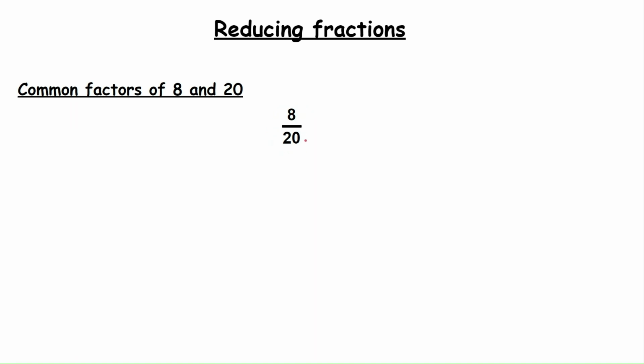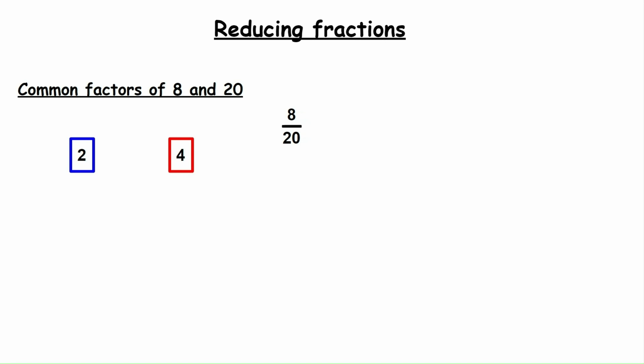So both 8 and 20 are even numbers. So you could probably see right away that a factor of both 8 and 20 is 2, since they can both be divided by 2. Also, you can probably see right away that both numerator and denominator can be divided by 4. So that means 4 is also a factor of 8 and 20. Therefore, both 8 and 20 can be divided by 4.